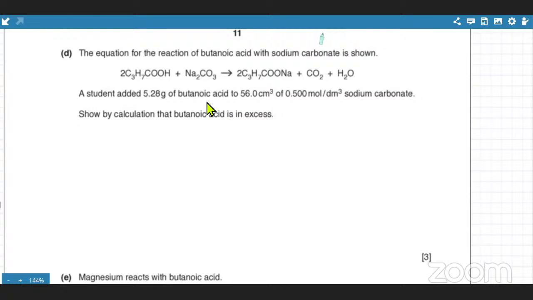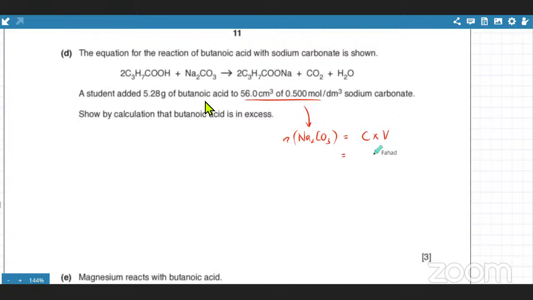So what's given is the concentration and the volume of sodium carbonate, so you can find the moles. Let's find n, the moles of sodium carbonate. The formula for moles is concentration multiplied by volume. The volume must be in dm cube.